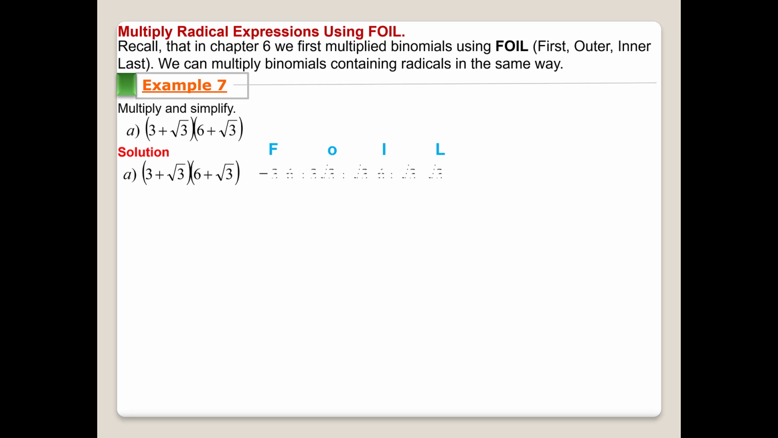So again, first, outer, inner, last. If you look at this and simply go with your first, 3 times 6, outer, 3 times square root of 3, then your inner, square root of 3 times 6, and then the square root of 3 times square root of 3. Okay, so now we just need to simplify this, multiply these values out. So 3 times 6 gives us 18. You can't do anything with 3 square root of 3, nor the 6 square root of 3. And we have plus square root of 9.